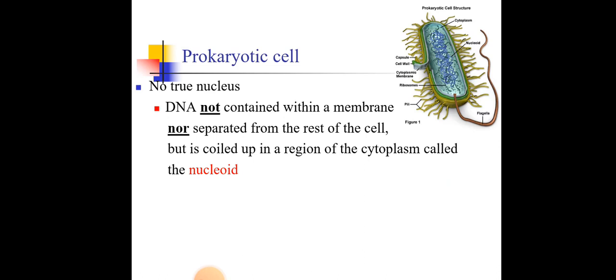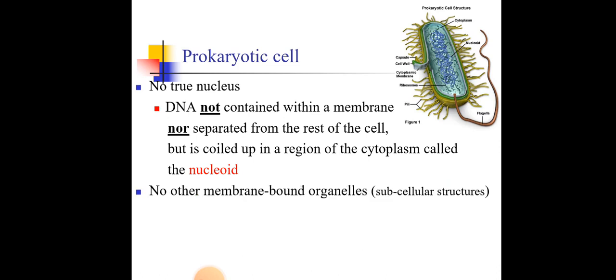organelle inside the nucleus. But in this one, the DNA is not even separated from the rest of the cell. We can see the nucleoid there. It's coiled in a region called the nucleoid. There are no other membrane-bound organelles, there are no organelles in prokaryotic cells, there are no subcellular structures.